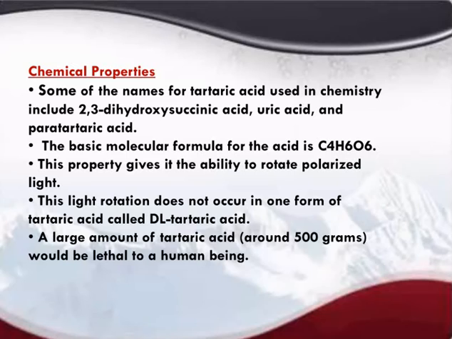Now, chemical properties of tartaric acid. Some of the names for tartaric acid used in chemistry include 2,3-dihydroxysuccinic acid, uvic acid, and paratartaric acid. The basic molecular formula for the acid is C4H6O6. This property gives it the ability to rotate polarized light. This light rotation does not occur in one form of tartaric acid called DL tartaric acid. A large amount of tartaric acid, around 500 grams, would be lethal to a human being.